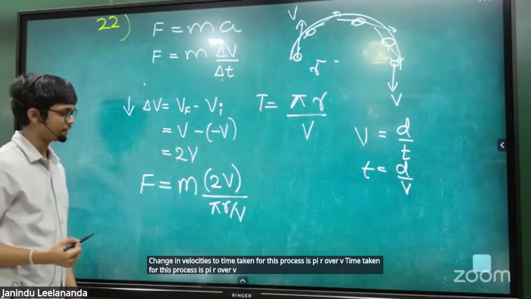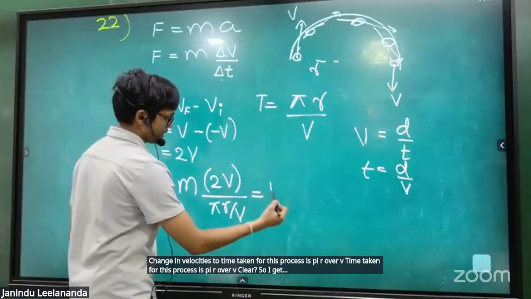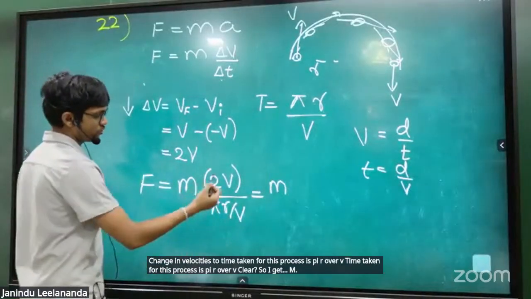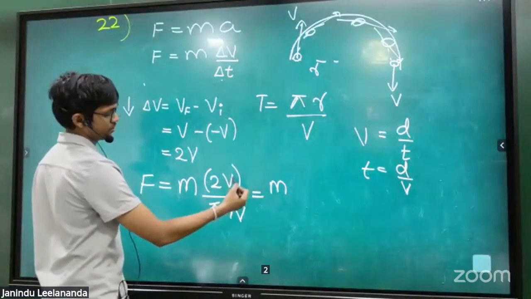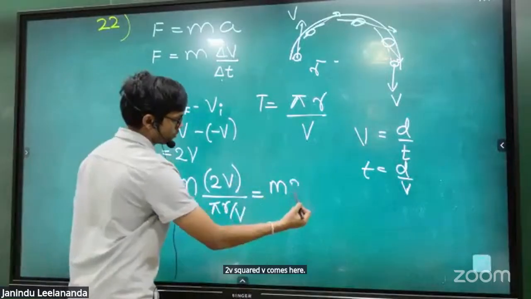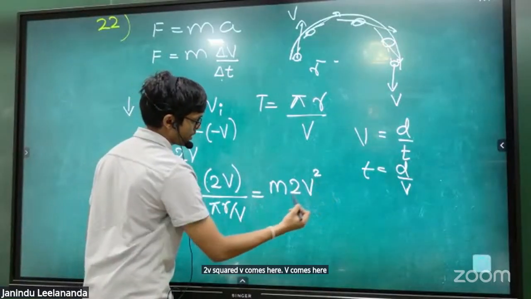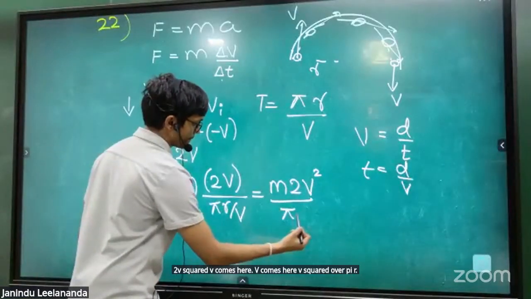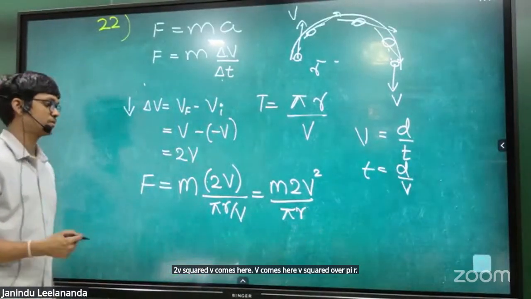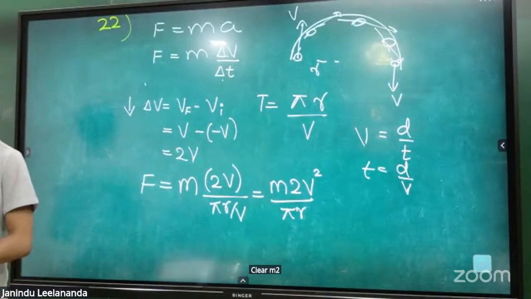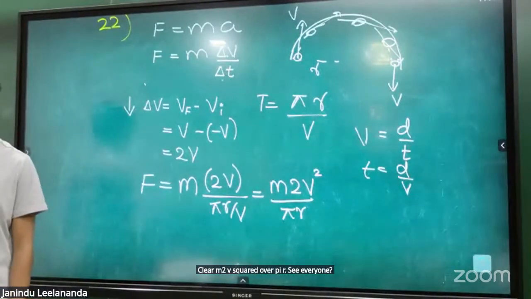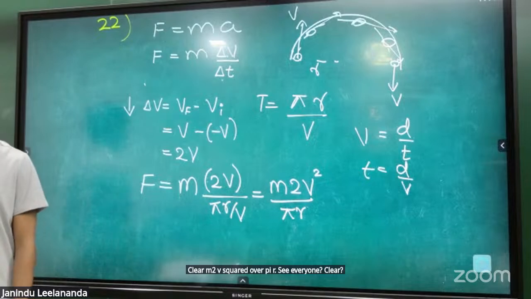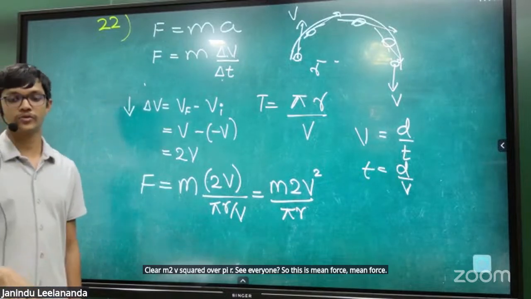Clear? So I get m 2v squared, v comes here, then 2v squared over pi r. Clear? m 2v squared over pi r. So this is mean force. Mean force.